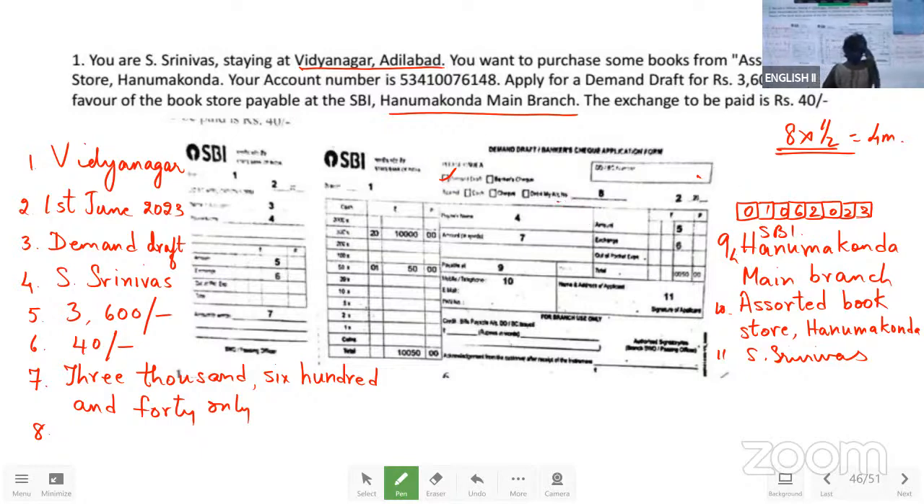My account number. That is not applicable. My account number. No, that is not applicable. Why? Because we are taking the demand draft now. Yeah. So this won't be applicable. So it is 8-1. 8-1 is account number. 8-1 is not applicable. Not applicable. No. Because we won't write anything over there. Because it's given as account number.